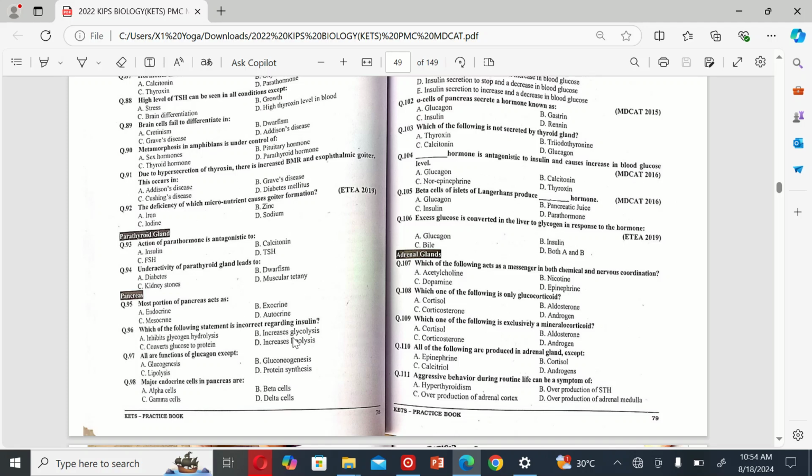The next MCQ is: which of the following statements is incorrect regarding insulin? Inhibits glycogen hydrolysis, increases glycolysis, C. Converts to protein, and D. Increases lipolysis. So the correct option is D.